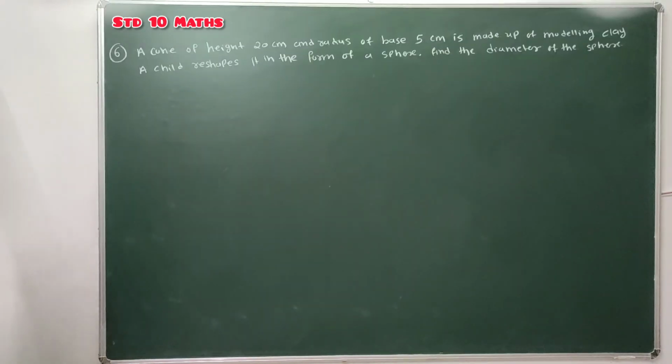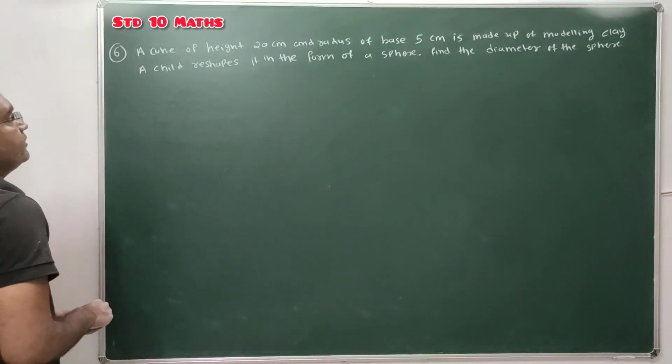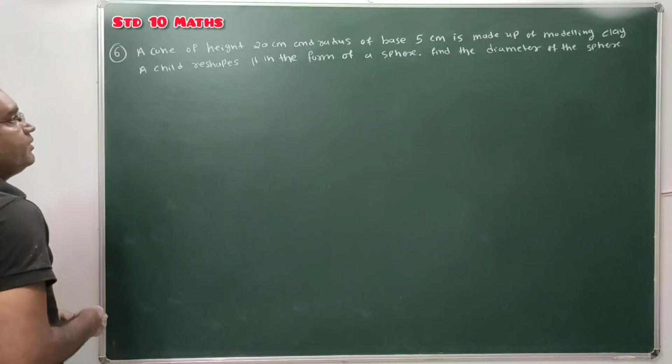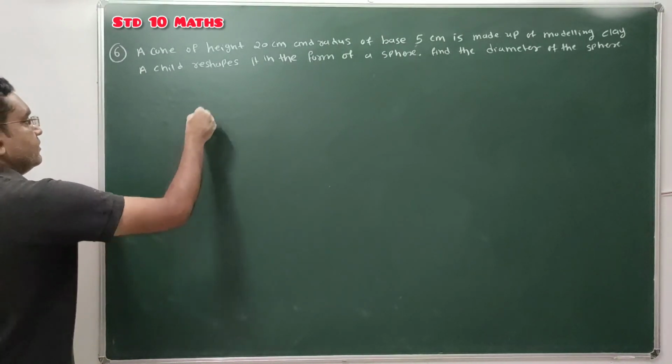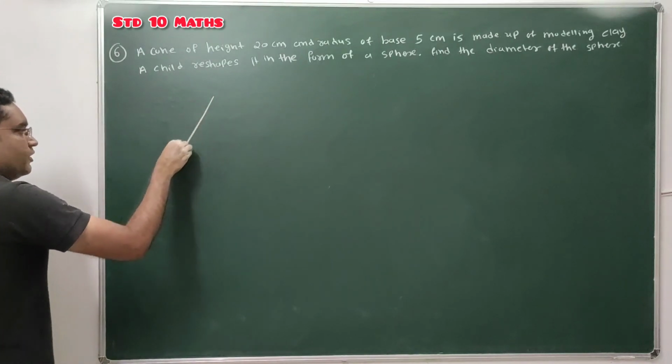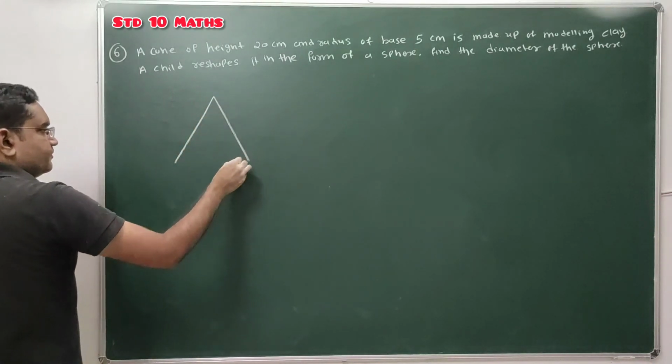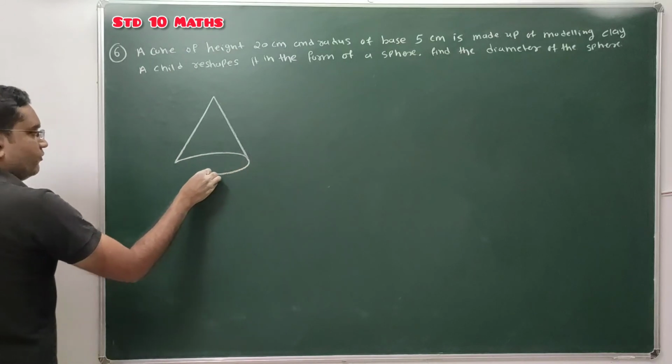Okay students, now question number 6. Here a cone of height 20 centimeter and radius of base 5 centimeter is made up of modeling clay. So a modeling clay is used to form a cone.